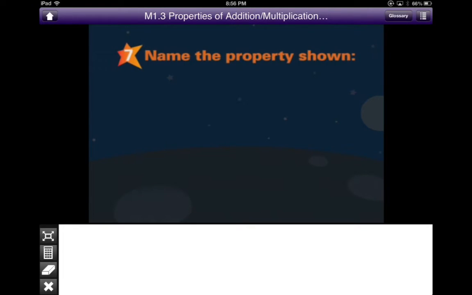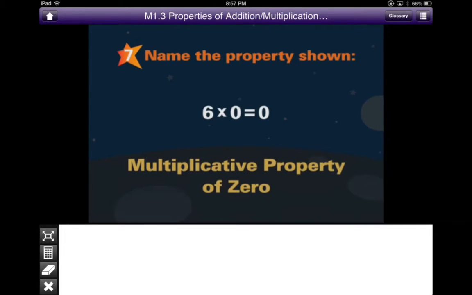In problem 7 of your lesson notes, name the property shown. Okay, go ahead and in your notes, write down the example 6 times 0 equals 0 and write down the property that you think this is. Come back as soon as you think you know. If you multiply any number by 0, the product is 0. That's the multiplicative property of 0. 6 times nothing is nothing. Makes sense. Nice work.